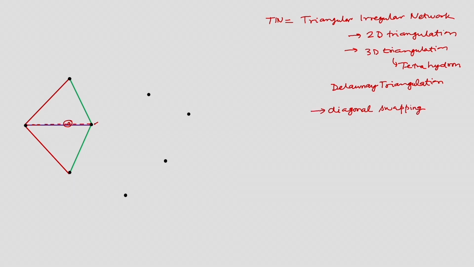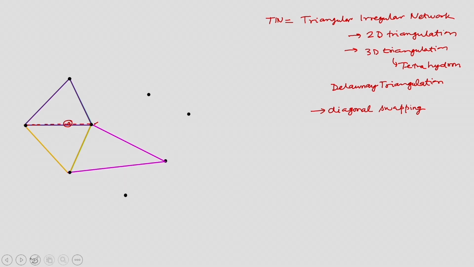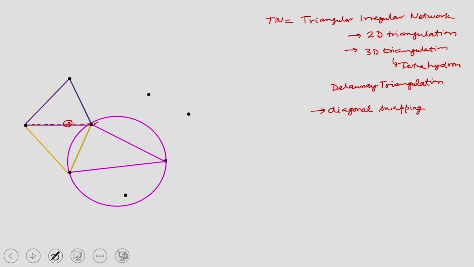So, you learned how to do the swapping of diagonal. Let us fit the circle again to this triangle, the purple triangle and the yellow triangle. So, like this, now I can see in each of the circle there is no 4th point lying. Let us take one more point. So, let us say this point, I have developed a triangle here and again fit a circle like this, and again we can see that this point is falling inside. Again we have to do the diagonal swapping.